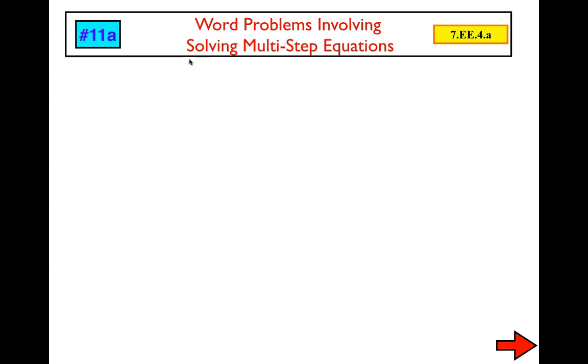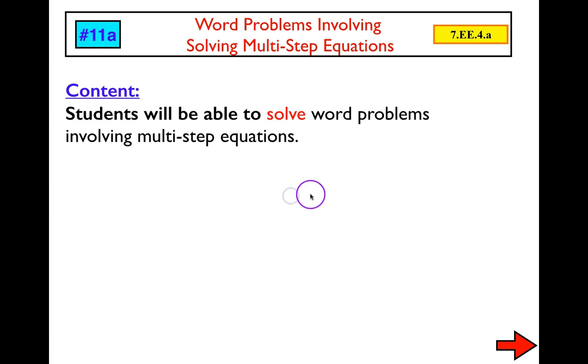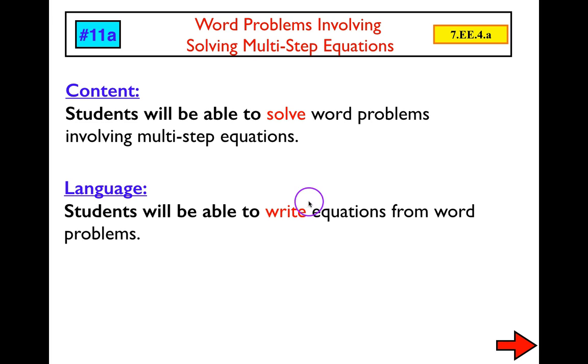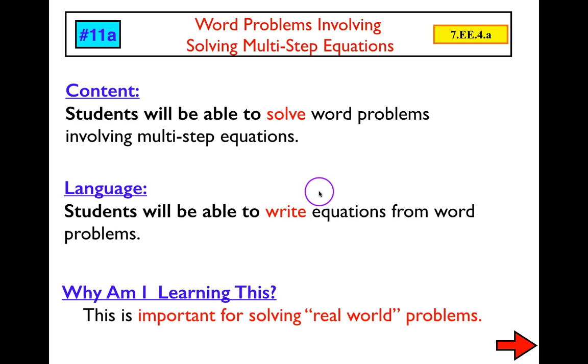Today we are working on 11A, which is word problems involving solving multi-step equations. Our content objective is students will be able to solve word problems involving multi-step equations. Language objective is students will be able to write equations from word problems. We're really going to stress on that today. And why am I learning this? Well, it's important for solving real-world problems.